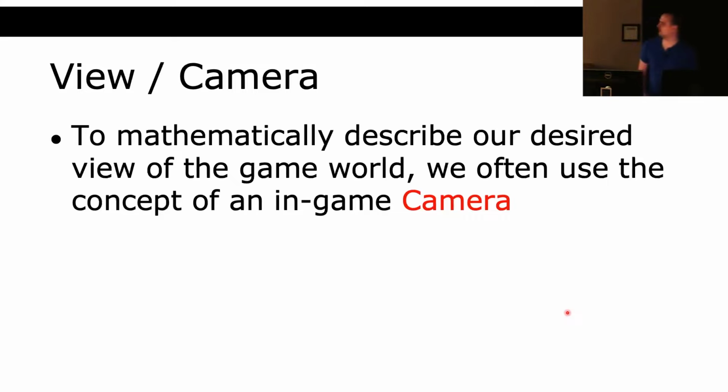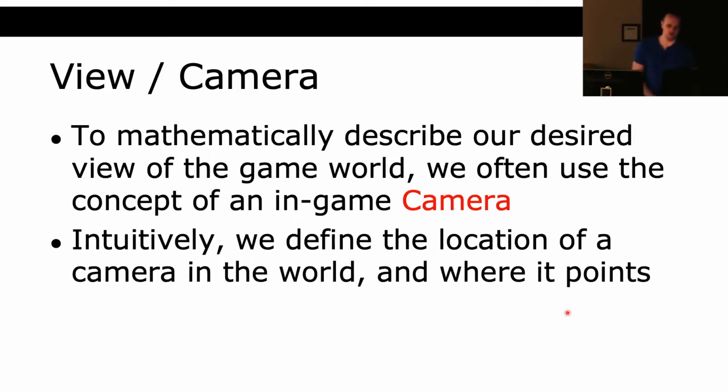So to mathematically describe our desired view of the game world, we can often use the concept of an in-game camera. And that is almost one-to-one analogous with a real-world camera, right? If I take a camera and point it somewhere, I can only see a part of the world. And when I take a picture, I get a 2D representation of what I see in this 3D world. The exact same thing is happening, just with simulated physics instead of real light physics.